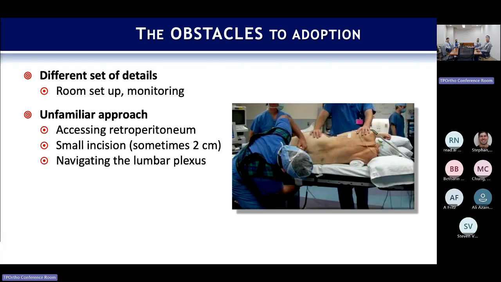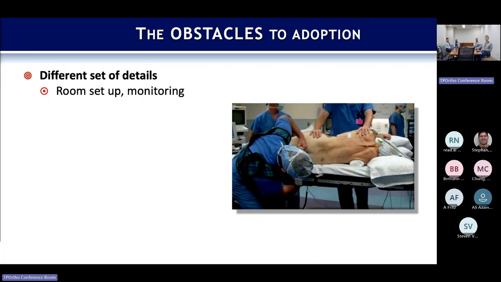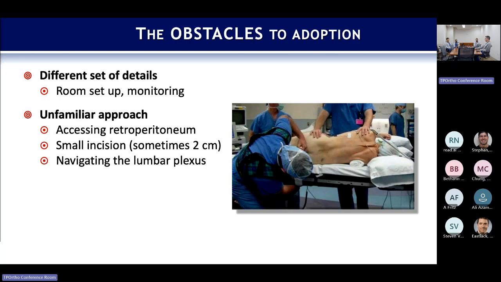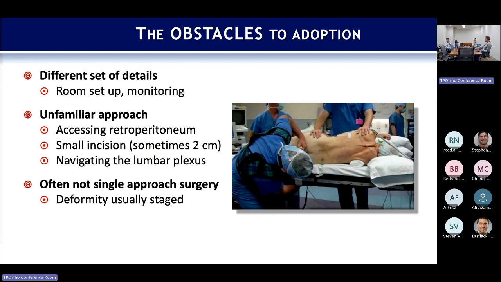There are some obstacles to adoption. The room setup is one of those things that can be a bit daunting for people that aren't used to going lateral. Monitoring, since we're using other people to do that, is not as much of an issue. It's an unfamiliar approach in general. You're going into the abdomen, which freaks most people out, and then you're having to navigate the lumbar plexus, which has its nuances. And if you're doing deformity surgery, a lot of times it's not a single approach, and so that can be an obstacle.